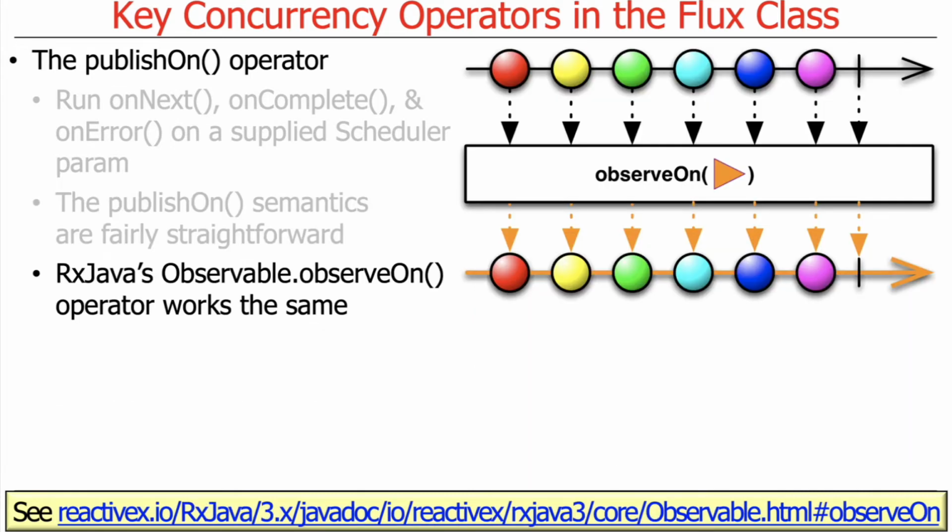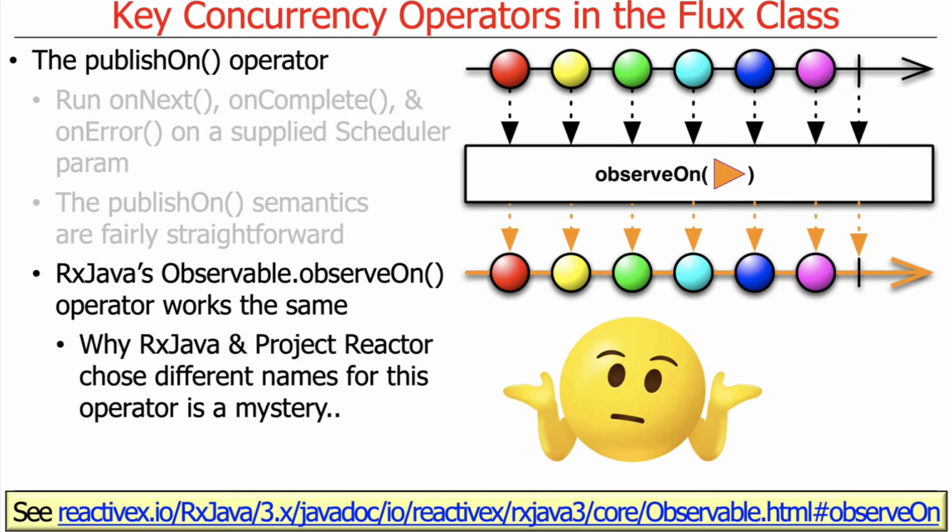RxJava has something called observeOn that works the same way as publishOn. I don't know why they had a different name, but they did. It's a mystery as to why they named them different things. There's a bunch of stuff like that between the two frameworks where you just figure somebody got up in the middle of the night and said, let's just change the names to throw people for a loop.